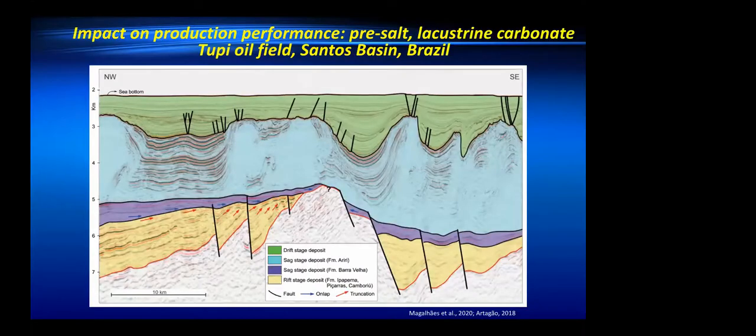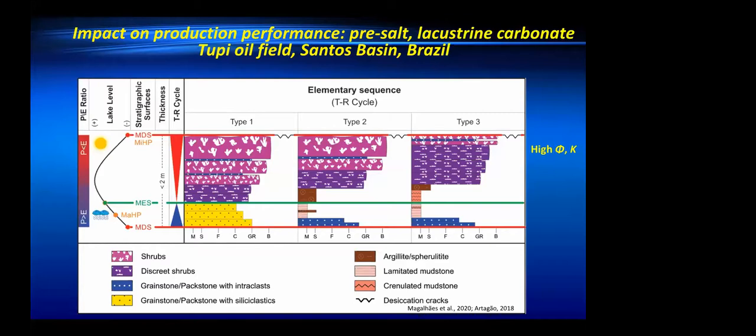The pre-salt and salt intervals represent the sag phase of the Santos Basin. The reservoirs belong to the Barra Velha unit, and 100 wells supported Tupi's reservoir zonation. Three elementary cycles were recognized from core. They are thin, less than 2 meters thick, and bound by subaerial unconformities. From the bottom to the top, cycle one is formed of grainstone, packstone, and shrubs. The lack of mud intervals suggests formation under high energy conditions.